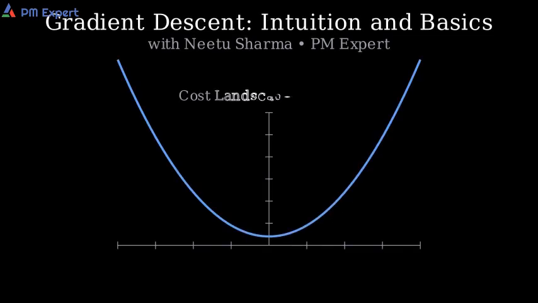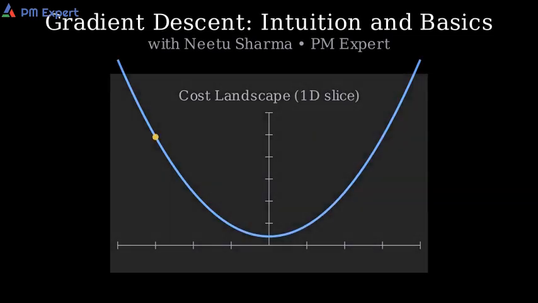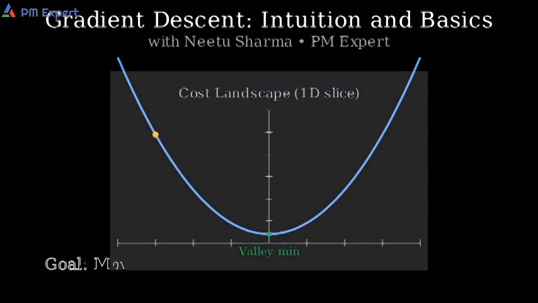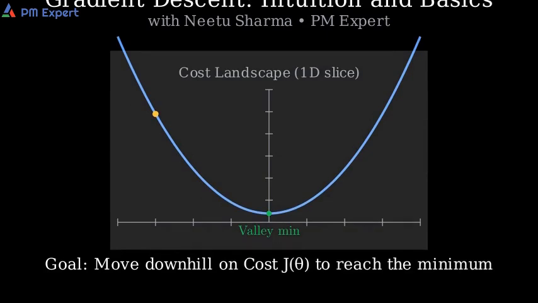Think of gradient descent like walking down a hill in fog. You cannot see the whole hill, so you take small steps in the direction that goes most downhill again and again until you reach the valley. In machine learning, the hill is the cost function, a number that measures how wrong our model is. Our goal is to make that number as small as possible.